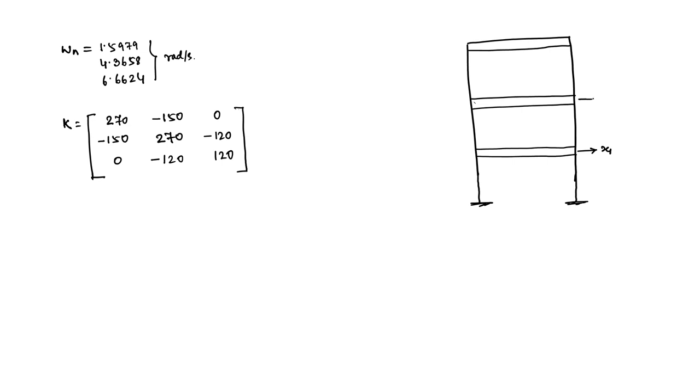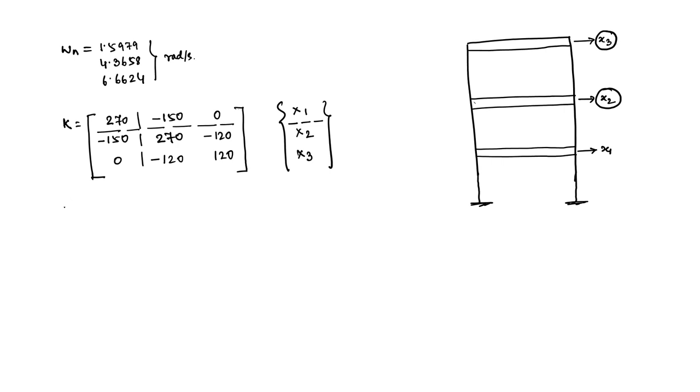So, x1, x2, x3. If we write, so we have here x1, x2, x3. Okay. Now, let us consider this x3 and x2 as the primary degrees of freedom. So, what we do, we split this here. Now, obviously, if we split it there, we have to split the K matrix here.